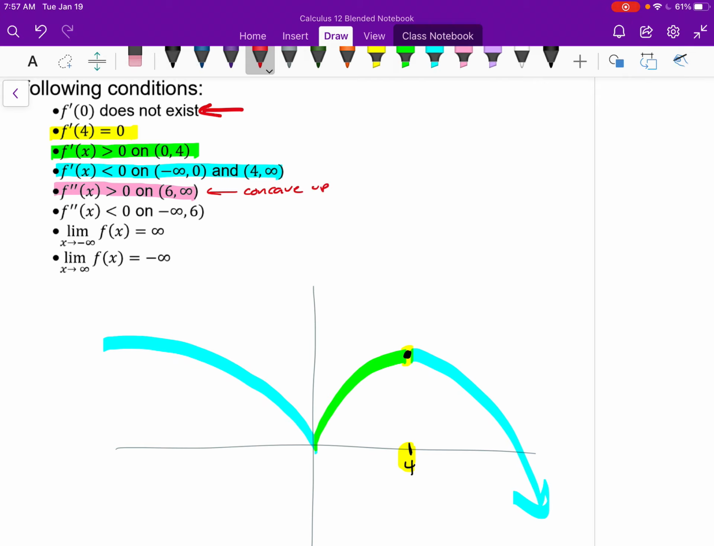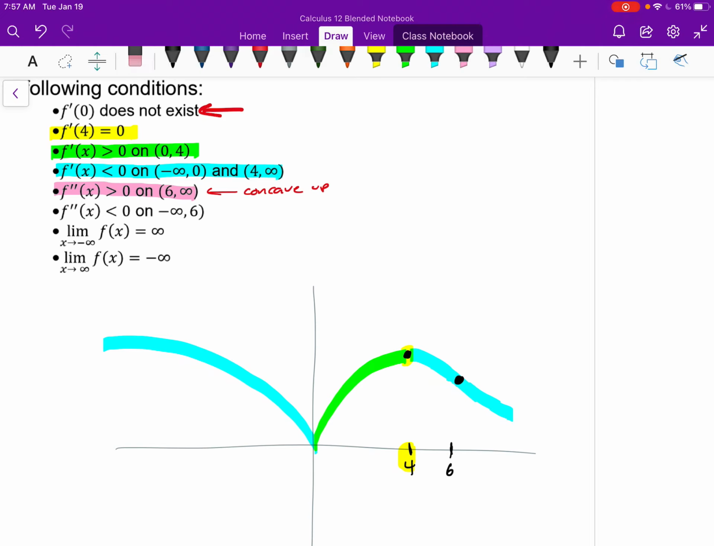From 6 to infinity. So let me draw a 6 roughly right here. Now right around here, it becomes concave up. So I'm going to adjust this part here and maybe have it go like that. But again, if I start going around like this, I've created another critical point, which I'd rather not do unless I know there's another critical point. So I'll just leave it like this for now.